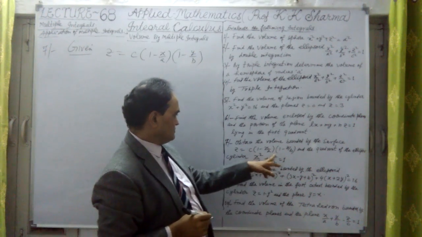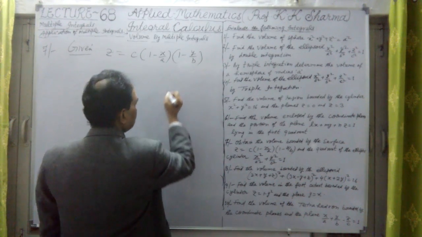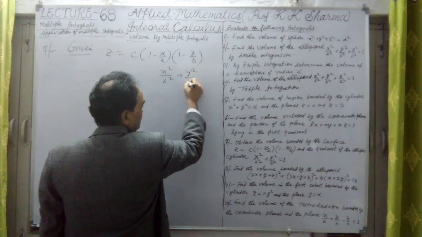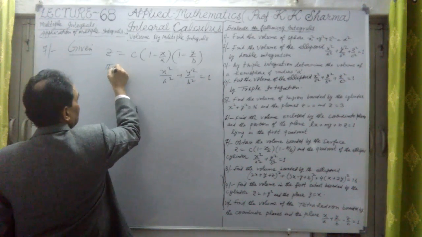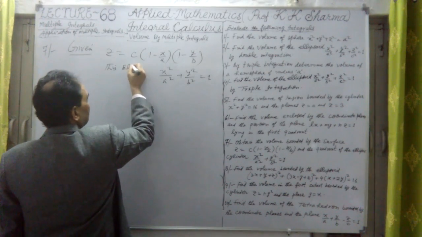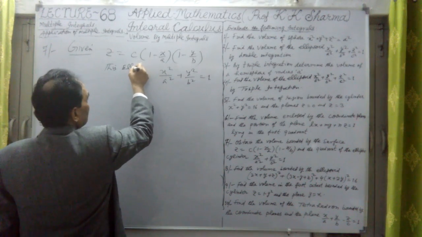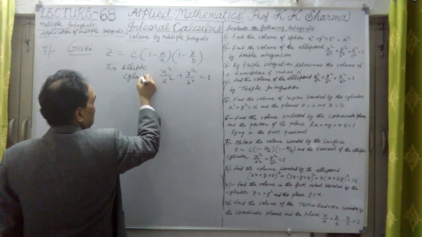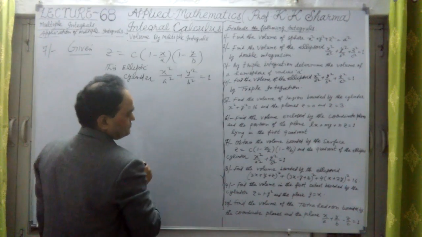This is the value of the surface here, and the quadrant of the elliptic cylinder. What is the elliptic cylinder? X square upon a square plus y square upon b square is equal to 1. This is the elliptic cylinder. Sorry, it is elliptic cylinder, made from the ellipse, from elliptical form. So okay, it is clear.